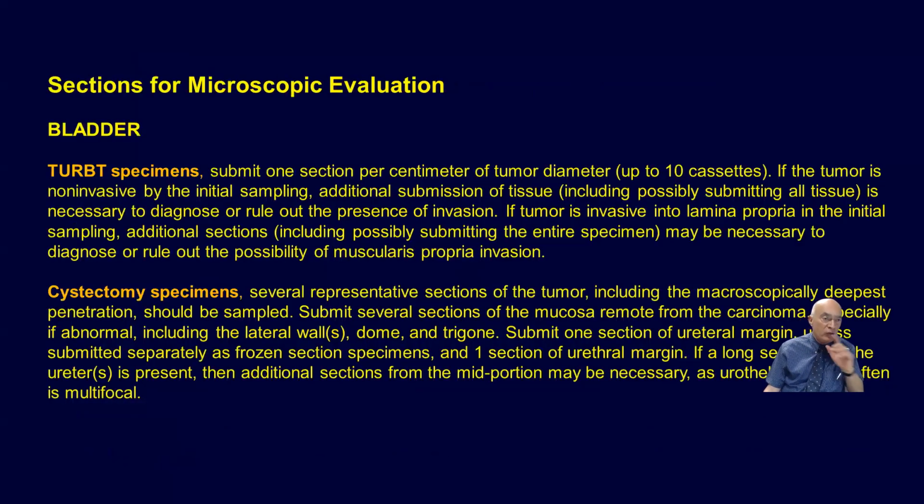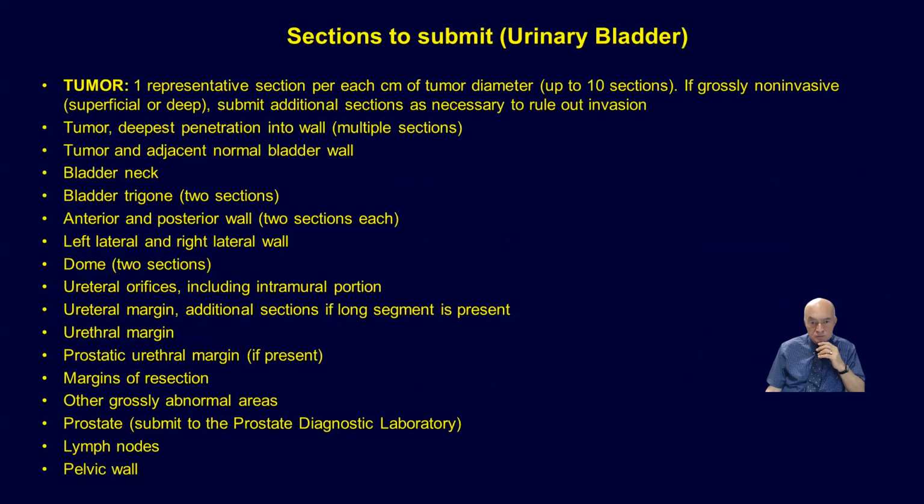So going back to the transurethral resection of bladder tumors specimens, remember to submit one section or one cassette per centimeter of tumor diameter, so up to 10 cassettes. If the tumor is non-invasive by the initial sample, we need to add additional cassettes, etc. And in cystectomy specimens, we need to have representative sections that go deeper into the bladder wall to be able to evaluate invasion of underlying tissues.